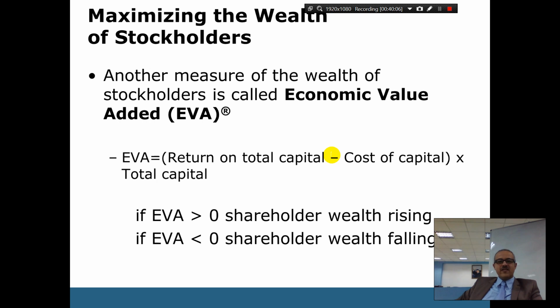And then here we have EVA, which we said is the economic value added. It's basically how much return you get on your total capital minus your cost of capital, and you multiply it by your total capital to get your economic value added. Bigger than 1 means shareholders are gaining, and below means shareholders are losing.